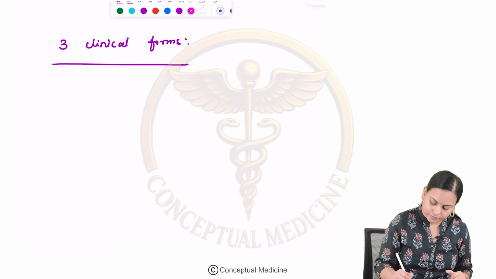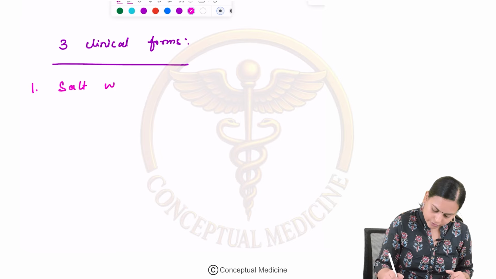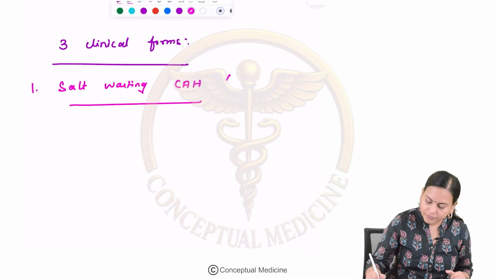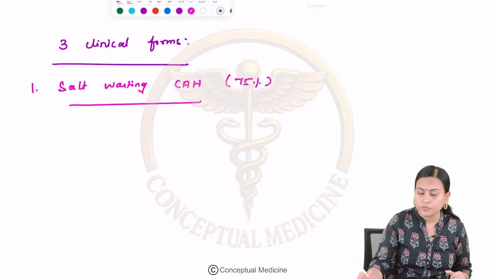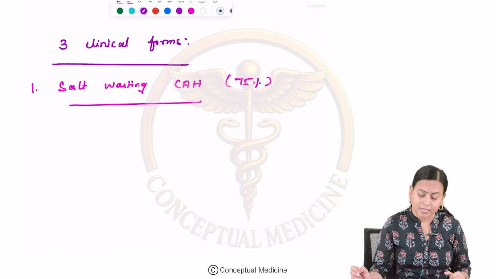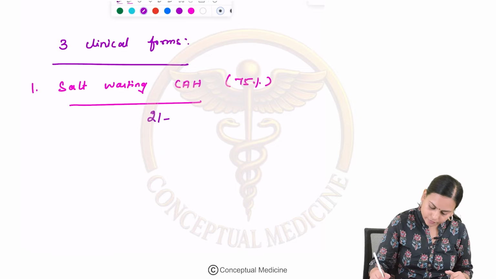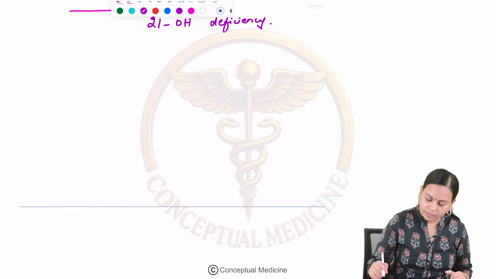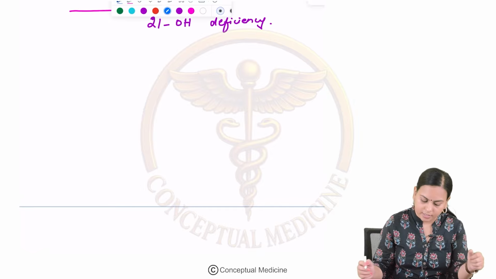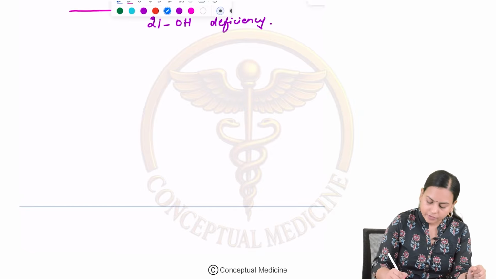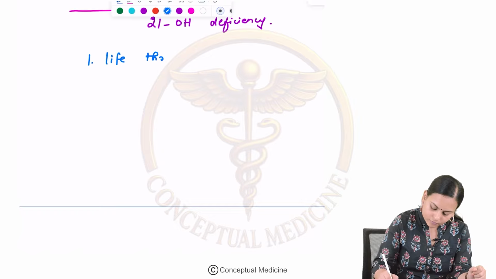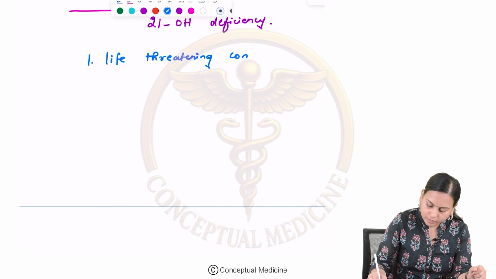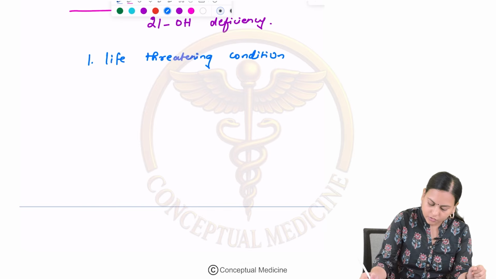Number 1 is the salt wasting type of congenital adrenal hyperplasia. This constitutes about 75% of the cases. Here there is a deficiency of 21 hydroxylase. Okay. So what are the features of this deficiency? This is usually a life-threatening condition that presents with salt losing crisis.